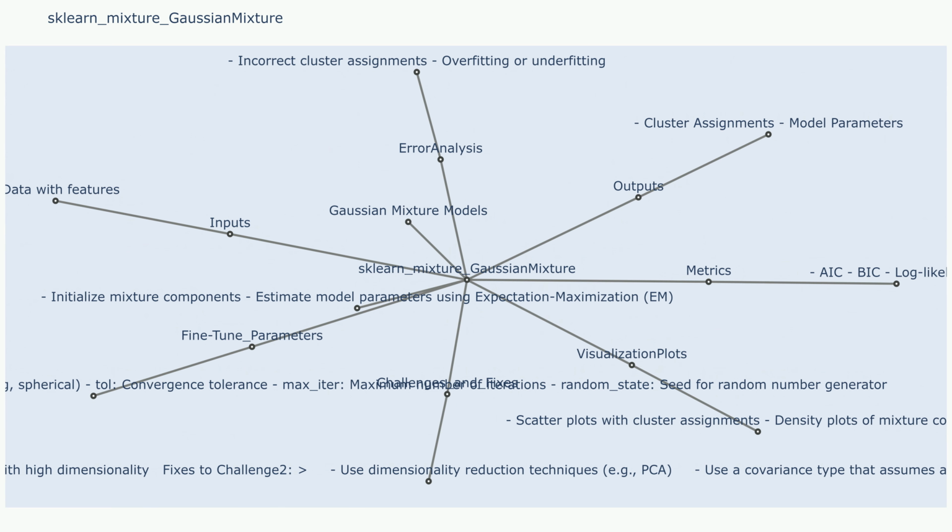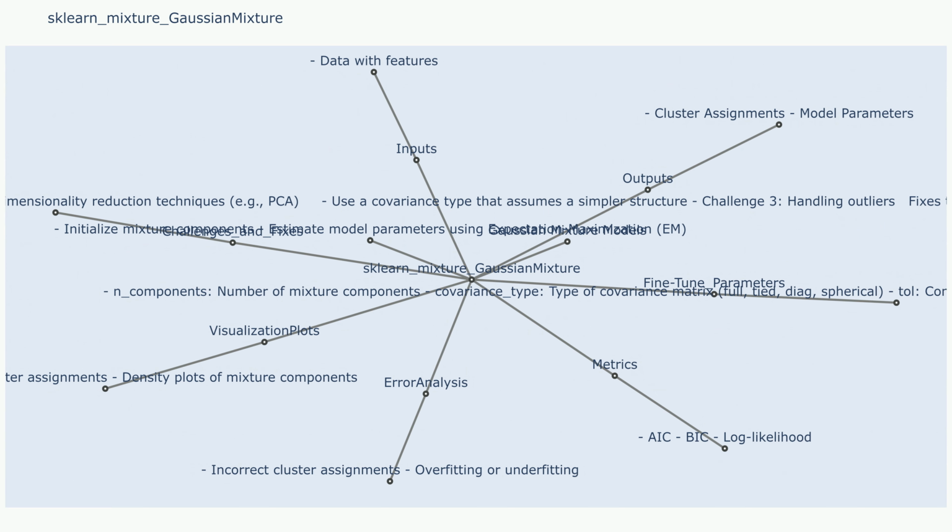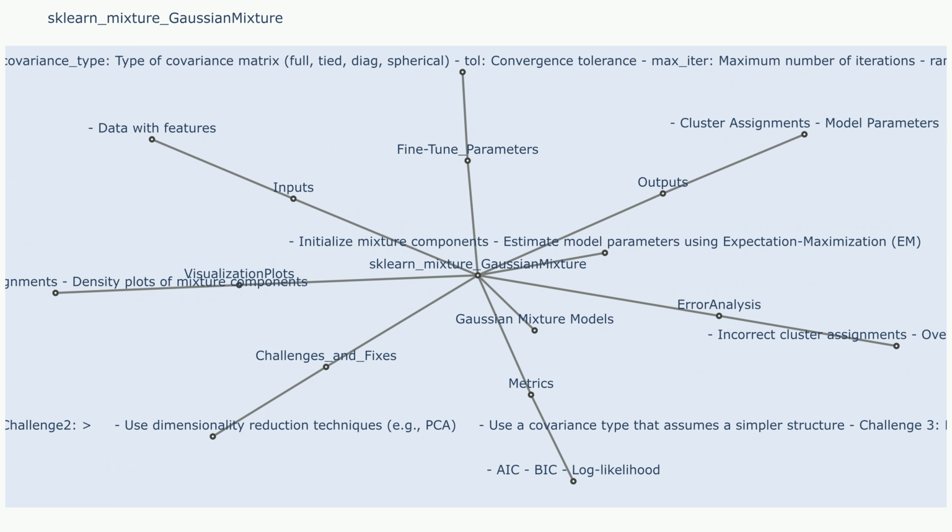Metrics. AIC, Akaike information criterion, a metric that balances the model's goodness of fit with the complexity of the model. Lower AIC values generally indicate a better model. BIC, Bayesian information criterion, similar to AIC but penalizes model complexity more heavily. Lower BIC values generally indicate a better model. Log likelihood measures the model's ability to fit the data. Higher log likelihood values generally indicate a better model.